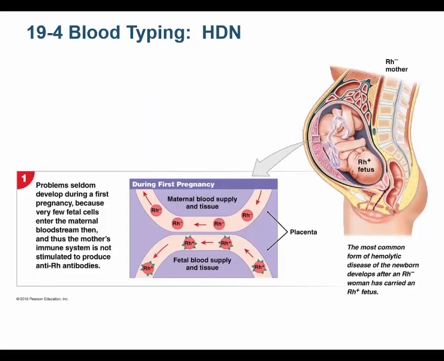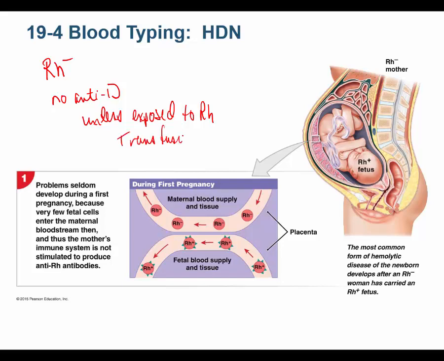Okay, now this is going to talk about the Rh the next couple slides. Remember I told you that Rh negative people don't make anti-D unless they're exposed. So there's no anti-D in Rh negative people as they're walking around the street unless exposed to Rh. And then I said to you there's a couple ways to be exposed to Rh, and one was transfusion, improper transfusion I should say, and one was pregnancy.